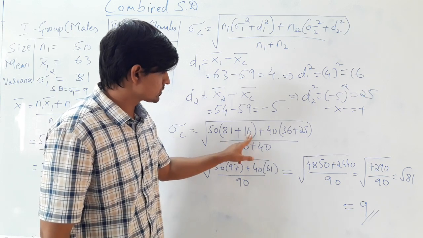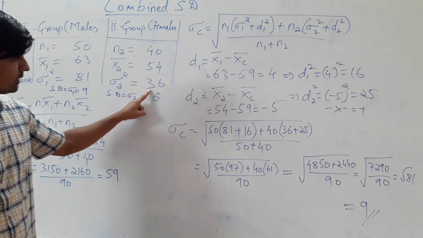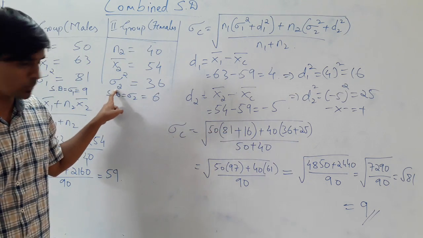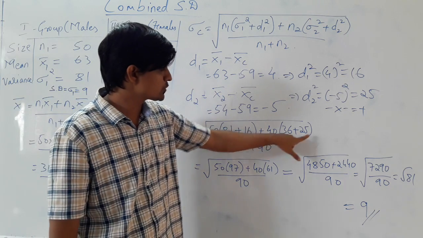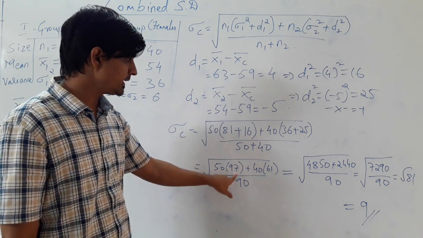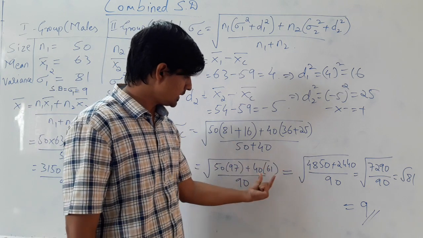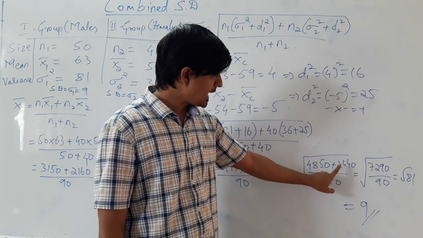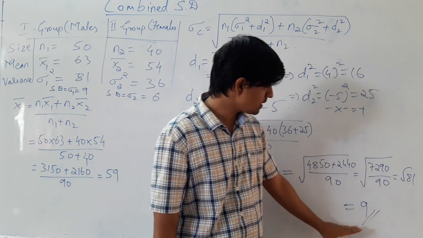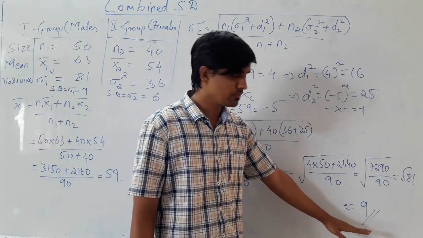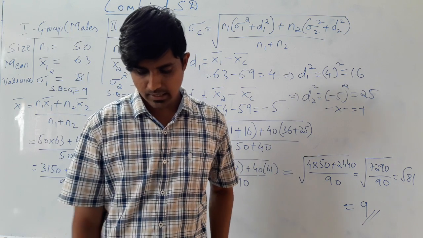So 81 plus 16 plus 40 into sigma 2 square, which is 36. I have directly written 36. Is this sigma 2? No, this is sigma 2 square. So 36 plus 25. Again, 81 plus 16 will give me 97. 36 plus 25 will give me 61. Multiply these two values and write the answer here. Add both. Write the answer here. Divided by 90. So it will give under root 81. What is the value of under root 81? This is 9. So the final answer is 9. These are the sums on combined standard deviation.